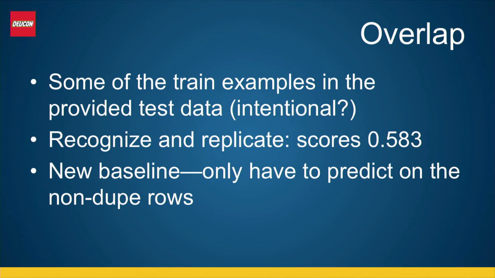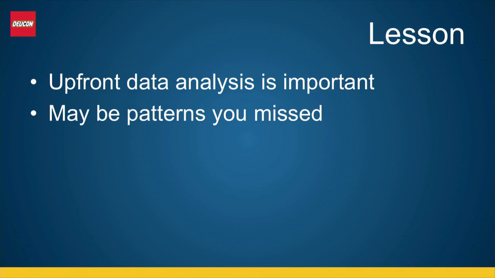So what it turns out is that there's some overlap. Some of the training examples were provided in the test data, and there's kind of some hand waving of, oh, that was part of the point, but I think it might have just been a screw up. If all you did was recognize that those were in the training example in the test when you submitted, you get a 0.583. If all you did is just duplicate those tags, you get that. So everybody wakes up one weekend, and it's like, oh my gosh, there's a new baseline. Okay, we don't even have to do anything with those. We just copy those over and we start from there. So you only have to predict on the non-duplicate rows.